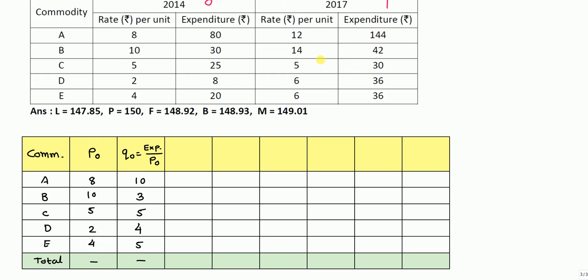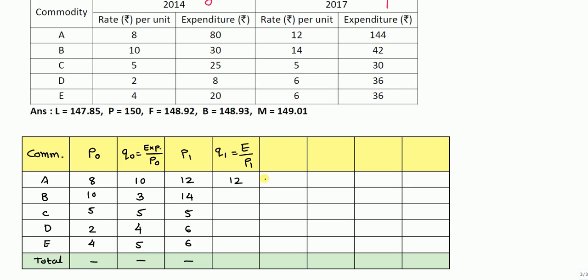Got the idea. Now the rate per unit of 2017 is denoted by P1: 12, 14, 5, 6, 6. Now again expenditure of current year. Find out Q1 from expenditure of current year. I am writing only E upon P1. E means expenditure. You should make some space and write. If it is not possible to write fully, writing EXP is also fine. Expenditure. Let's see, 144 divided by 12. 144/12 is equals to 12.